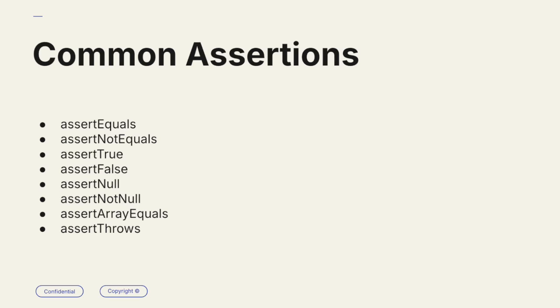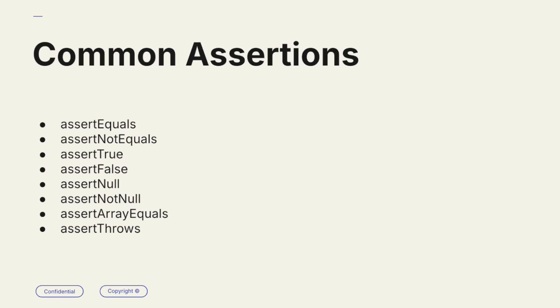assertEquals(expected, actual). We've already seen this one in action. The assertEquals method checks if two values are equal. If they're not, the test will fail. It's the most common assertion method. assertNotEquals(expected, actual). If you want to ensure that two values are not equal, you can use assertNotEquals.